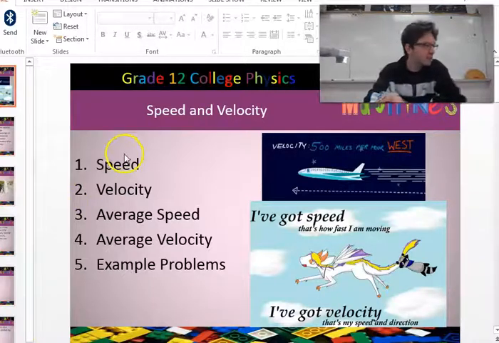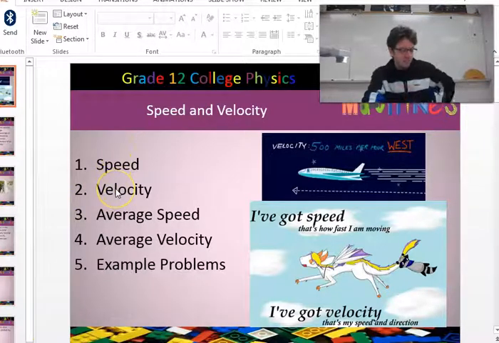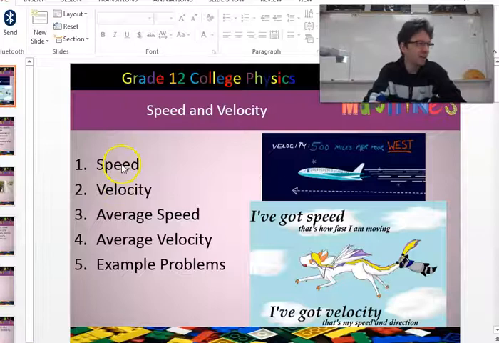So today we're going to learn about speed and velocity. So again, new terms. I'm sure they look familiar because we use them in English all the time. But just like yesterday, there's going to be a difference between them and how we use them in physics.